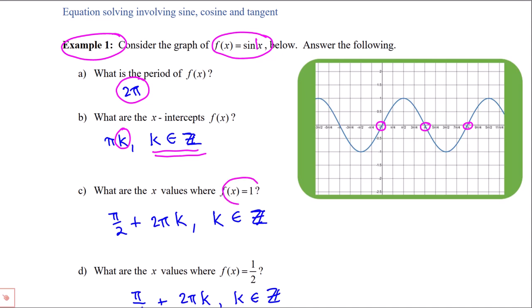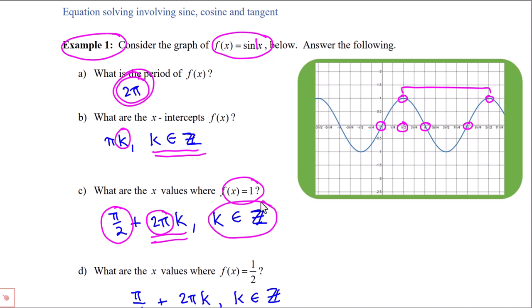And then where is it 1? Well, it's 1 at pi over 2. It's 1 at 5 pi over 2. So it happens at every period. So it's pi over 2 plus 2 pi k every 2 pi, a period. And again, k has to be an integer.